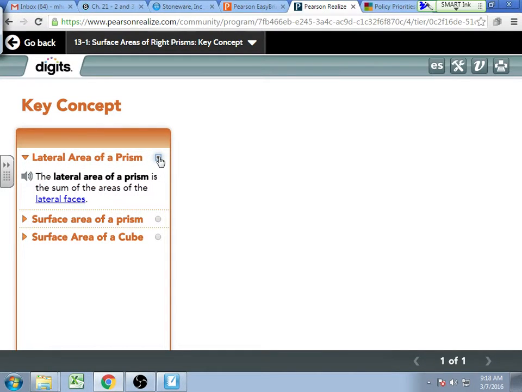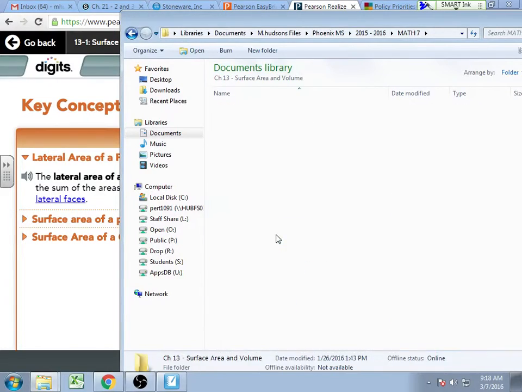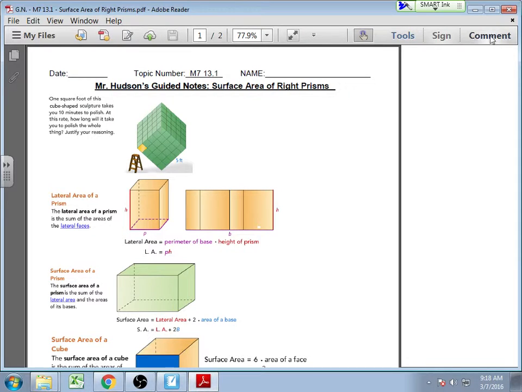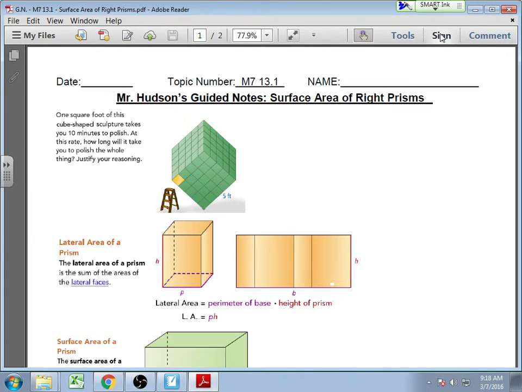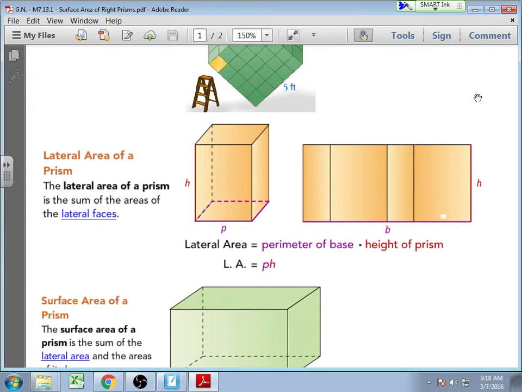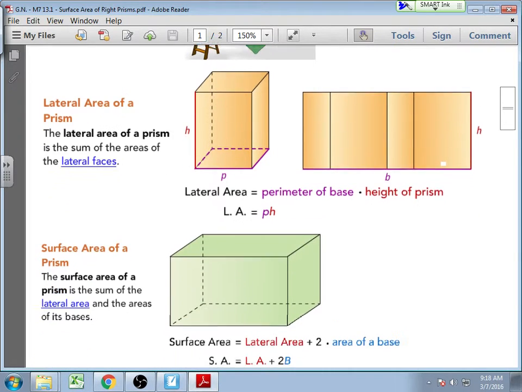So we talk about these with 2 different names. We talk about them with lateral area. So what I want you to write down for lateral area, right here on your notes, it says, is the sum of the areas of the lateral faces.